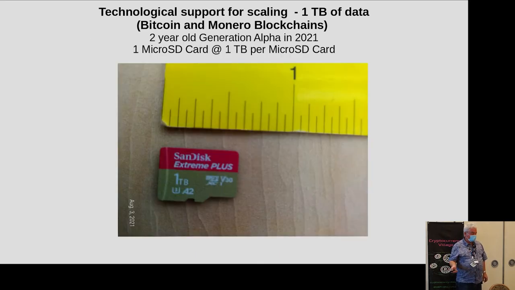Now we look at the same problem with generation alpha. A person today is 3 years old. And in that situation, you have a micro SD card with 1 TB of data. This would store the entire capacity of the Bitcoin and Monero blockchains. And if we look at this from that perspective, obviously technological scaling was very different in 1969 than it is today.